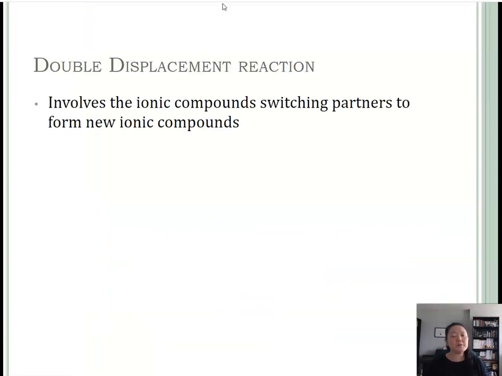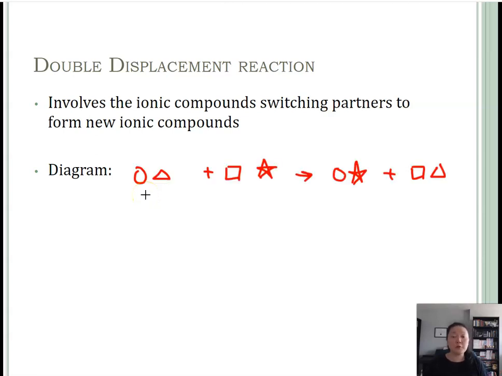So a double displacement reaction is going to have two ionic compounds, and the ionic compounds are going to switch partners to form new ionic compounds. If we're going to draw this as a diagram, it's going to look something like this. So here are our two ionic compounds, and you can see that some switching has been happening.